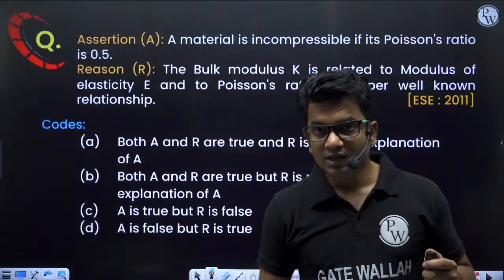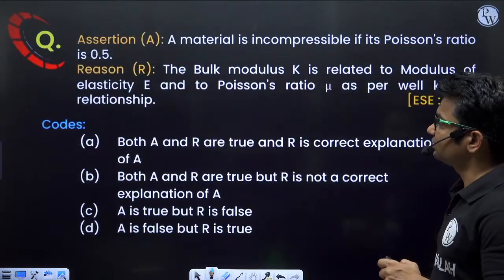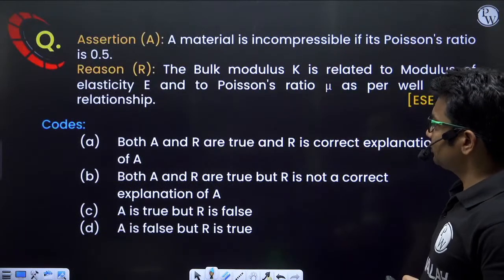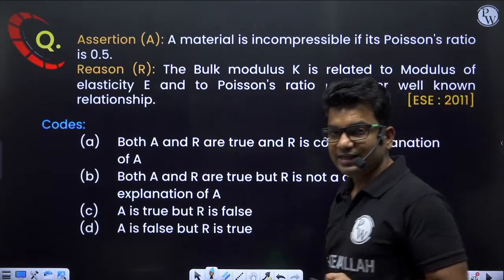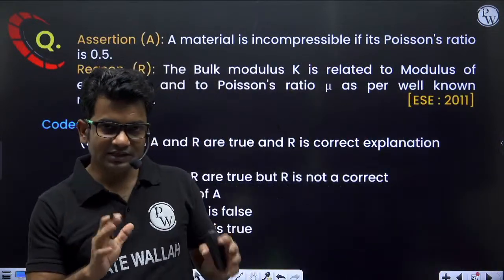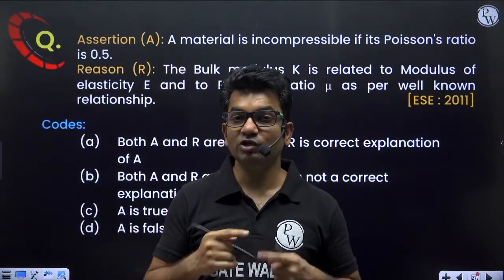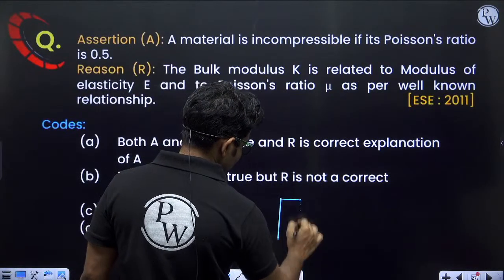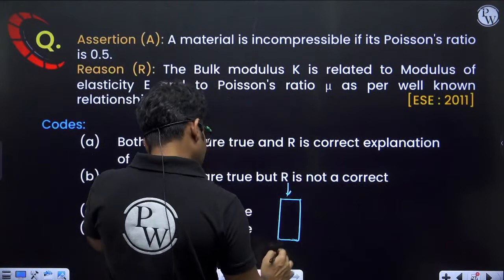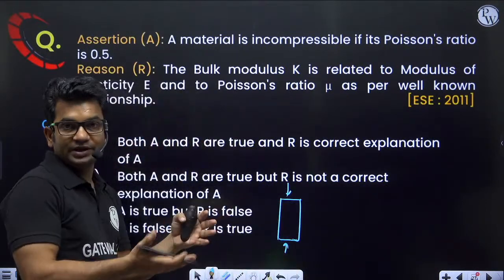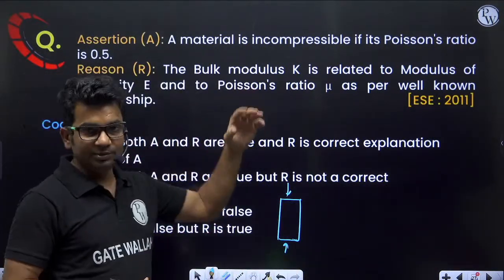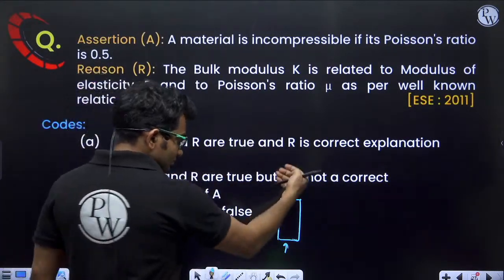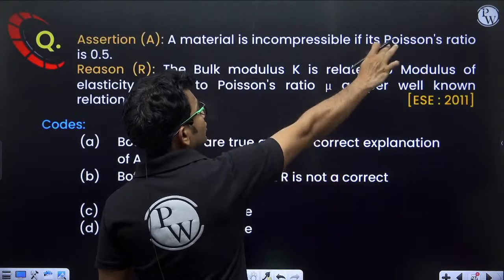Clear? Next question, assertion: a material is incompressible if its Poisson's ratio is 0.5. What do we mean by incompressible? When a material is incompressible, it means that the volume is not changing. Some people might think that incompressible means that if I apply load, it will not compress at all. No, here it means the material is incompressible when volume is not changing.